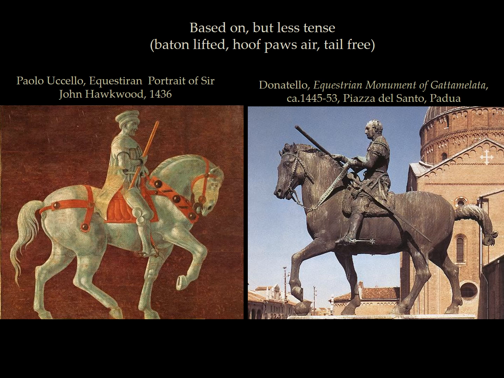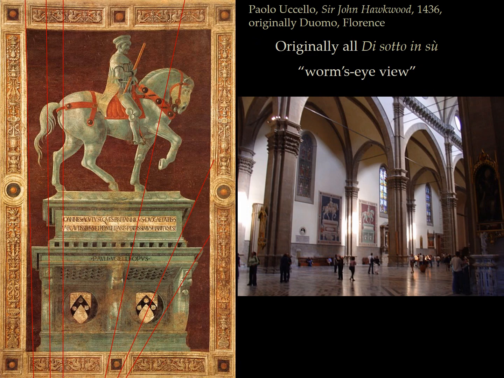Now, you find that Donatello's is going to be a bit more formal, as we find that the tail is free with Uccello's. The hoof paws the air, right, instead of very carefully balancing on the cannonball. And the baton is going to be pulled more comfortably towards the chest of Sir John Hawkwood in this instance. All more relaxed than that of Donatello's commanding presence.